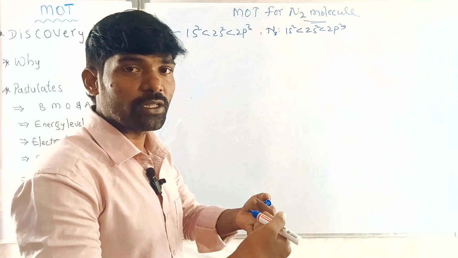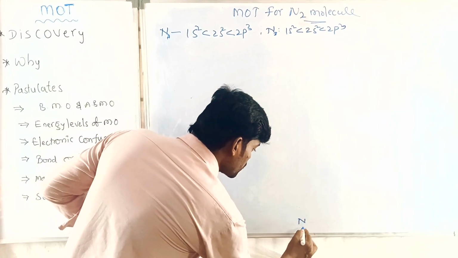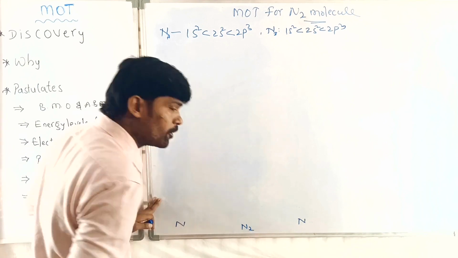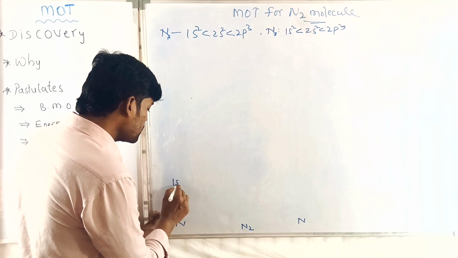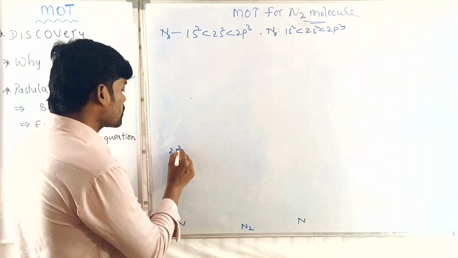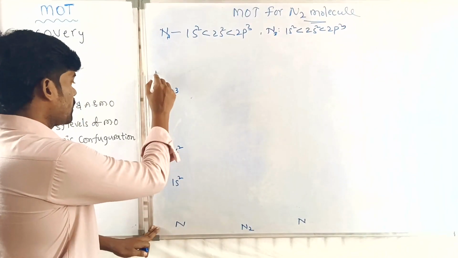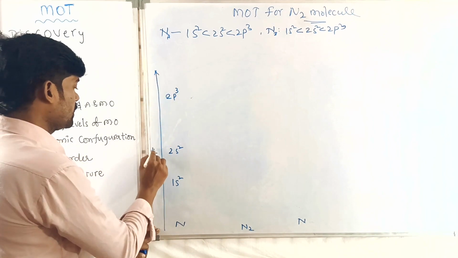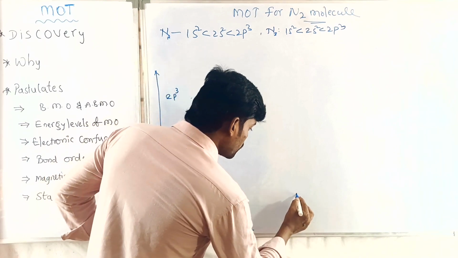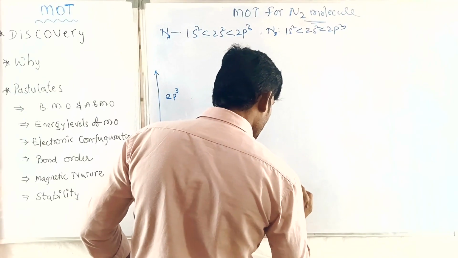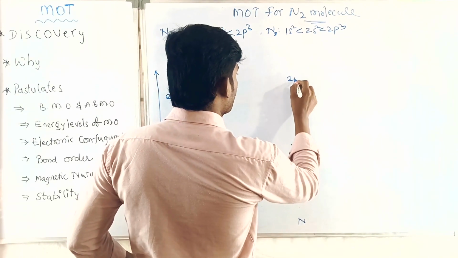Let's check how they combine with each other. Nitrogen atoms combine with each other and produce the N2 molecule. Nitrogen atom electronic configuration: the lower level is 1s2, the next level is 2s2, another level is 2p3. Higher level, this is the energy. Coming to the other nitrogen atom, 1s2, 2s2, 2p3. Sorry.